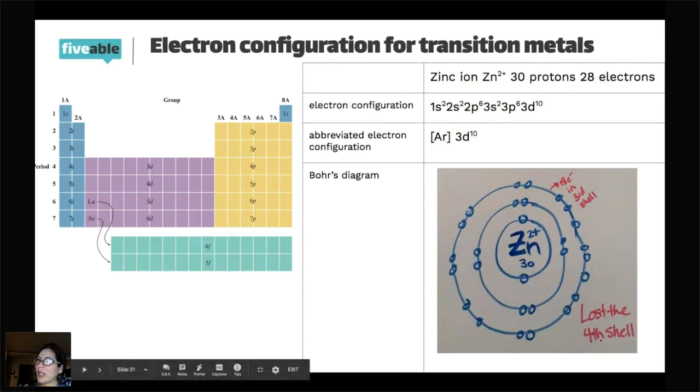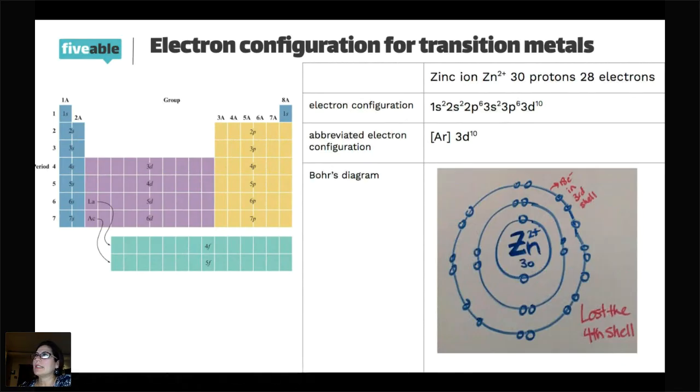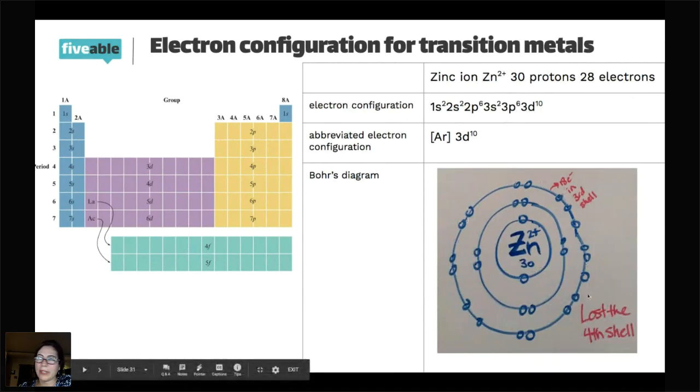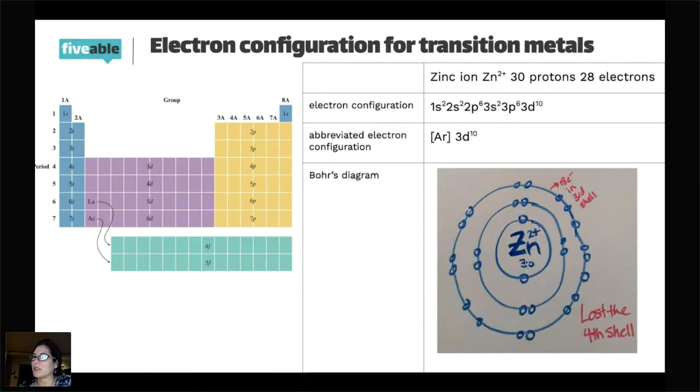So the 4th shell would be lost to another ion, to a negative ion that will accept it. And this would be the electron configuration for the zinc ion, with the 3rd shell complete with 18 electrons and the 2+ charge because of the difference of the 30 protons and the 28 electrons. Okay, let's move on.